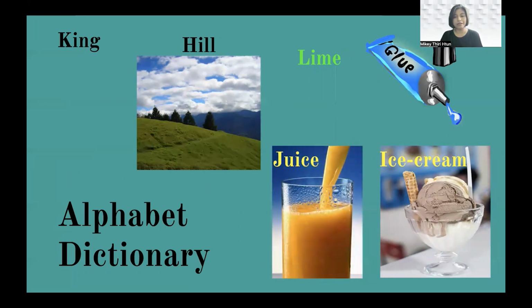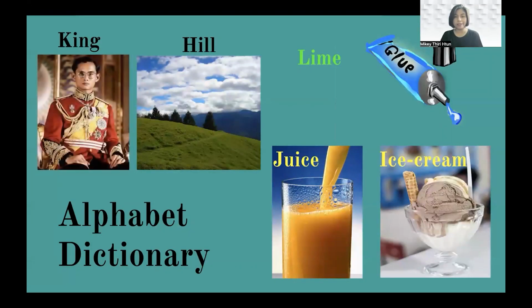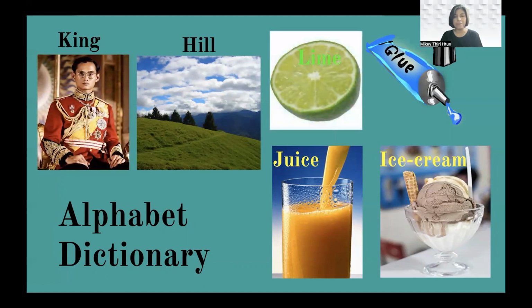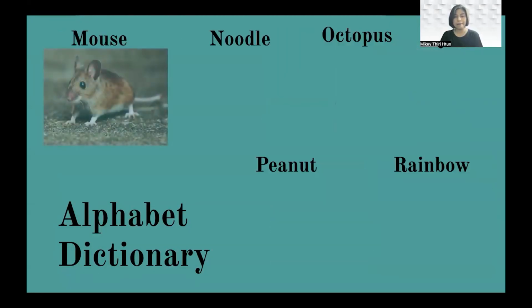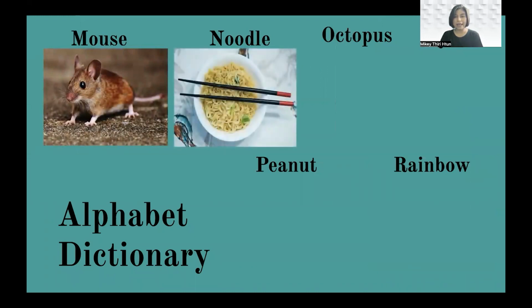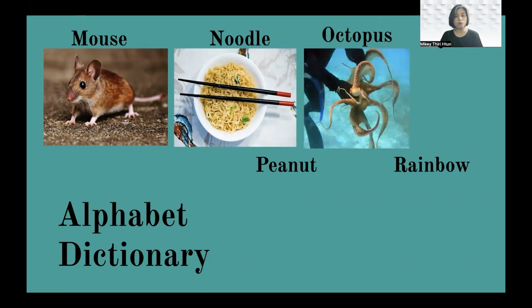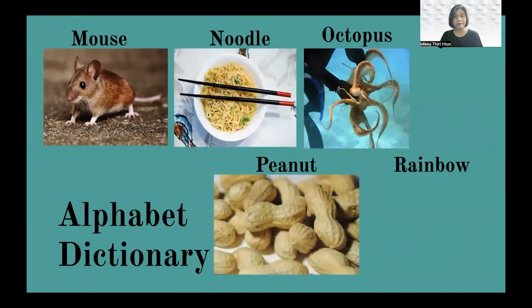The juice that you can see is orange juice. And K for king. This is a king from Thailand. And L for lime. Lime is a kind of fruit. It's a bit sour. Next, M for mouse. And N for noodle. Noodle is a food. And mouse is an animal. And O for octopus. Octopus is an aquatic animal. You can see it underwater. And P for peanut.